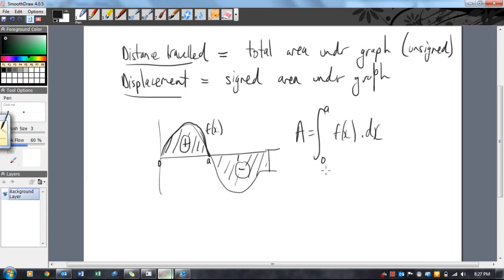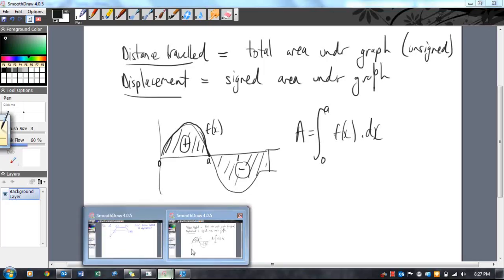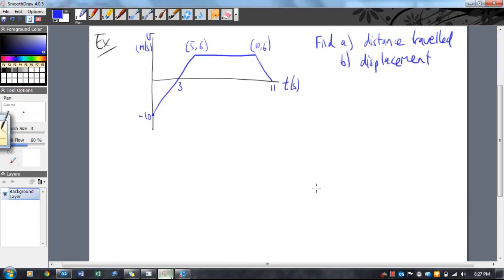We need to use integrals sometimes to find those areas. Okay, let's do an example. Okay, so an example, let's have a look at this one. So here is a velocity function. Let's have a look at what's happening here.